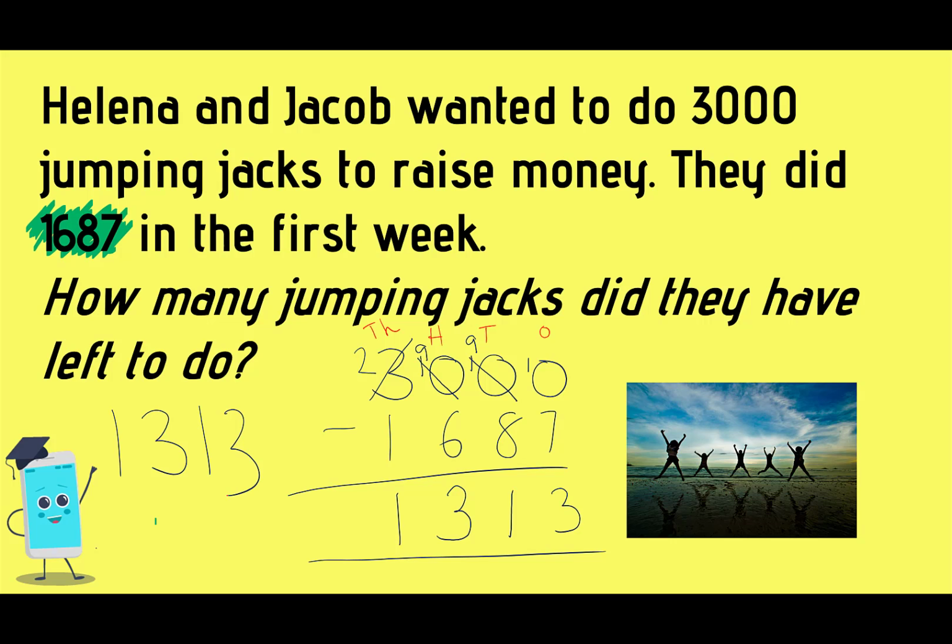Check what the numbers are in your question. What number are you starting with? What number are you subtracting? And then make sure you lay out your digits correctly. See if you can do it just using a written method, but use the idea of place value counters to help you if you still need that support. Good luck with that.